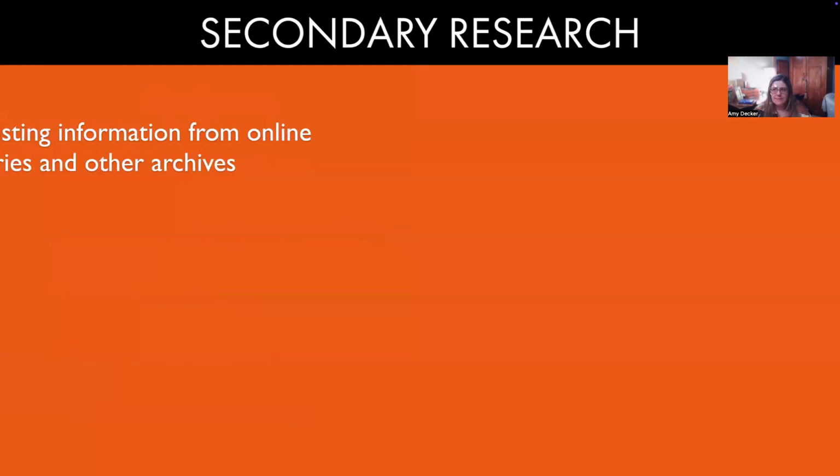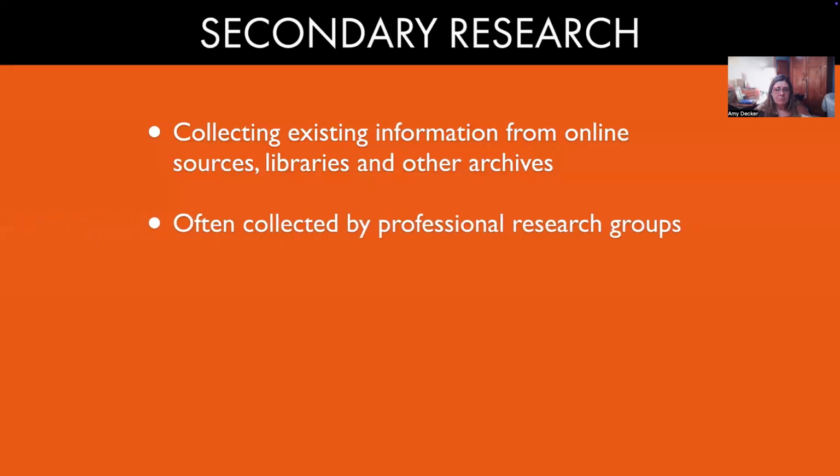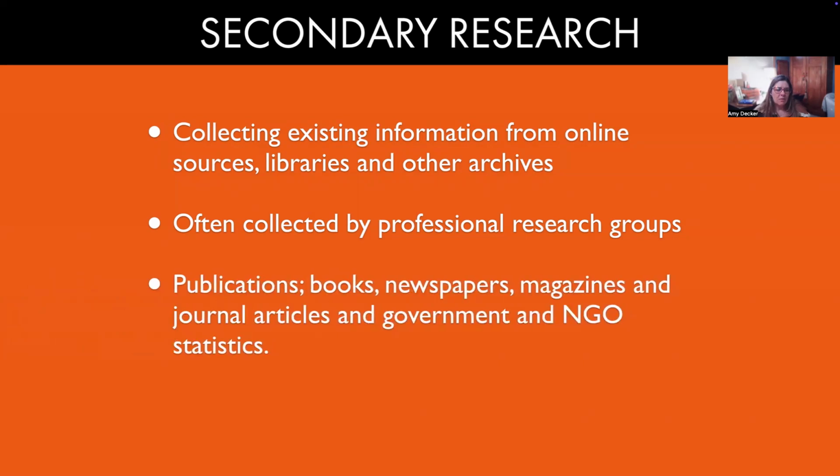So secondary research is really collecting existing information from online sources, libraries, and other archives. It's often collected by professional research groups. When I worked in packaging in my career previous to this, we would actually bring in focus groups and work with a professional research group that would focus test our packaging to tell us why or why not a customer would choose our product over another in the same category. We also can look at publications, books, newspapers, magazines, and journal articles, and governments and NGO statistics.